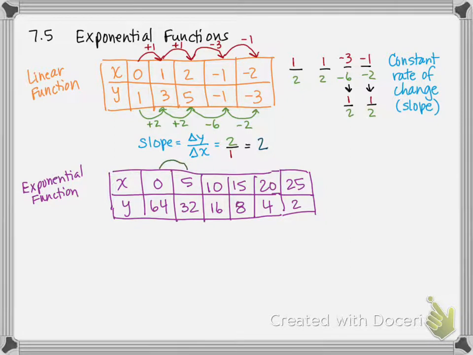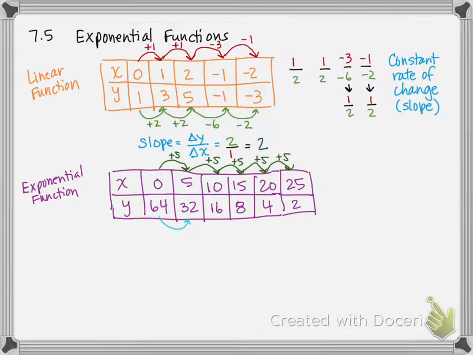So from here to here, I'm increasing by a 5, increasing by a 5, increasing by a 5, increasing by a 5. So that looks pretty constant, okay? So my x's are all a constant rate of change. Let's look at my y's and see what we get here.